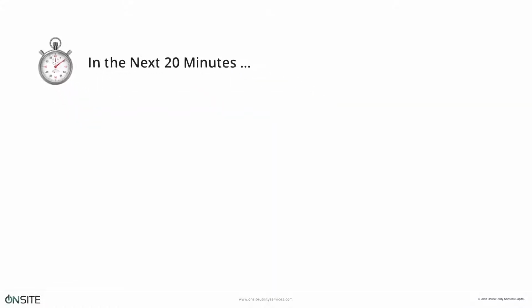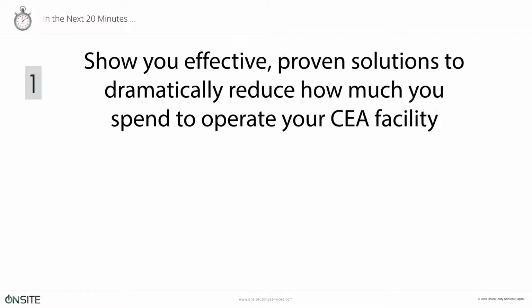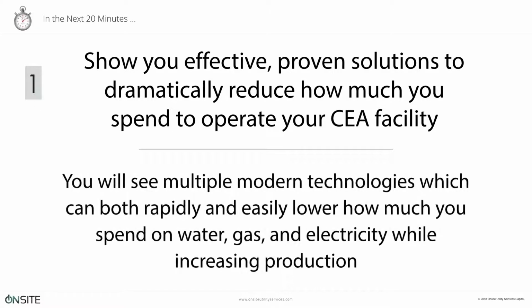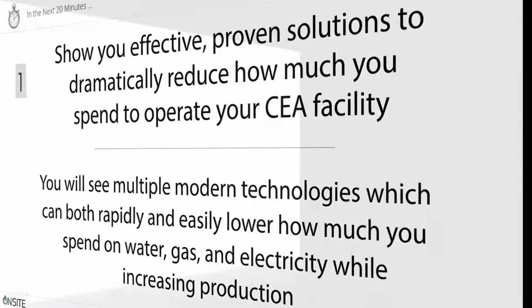Because during the next 20 minutes, we will show you effective and proven solutions to dramatically reduce how much you spend to operate your controlled environment agricultural facility. You'll see multiple modern technologies which can both rapidly and easily lower how much you spend on water, gas, and electricity, while simultaneously increasing production.